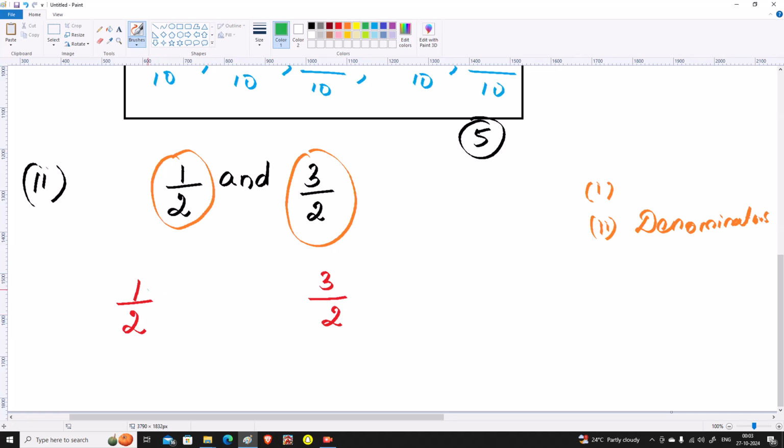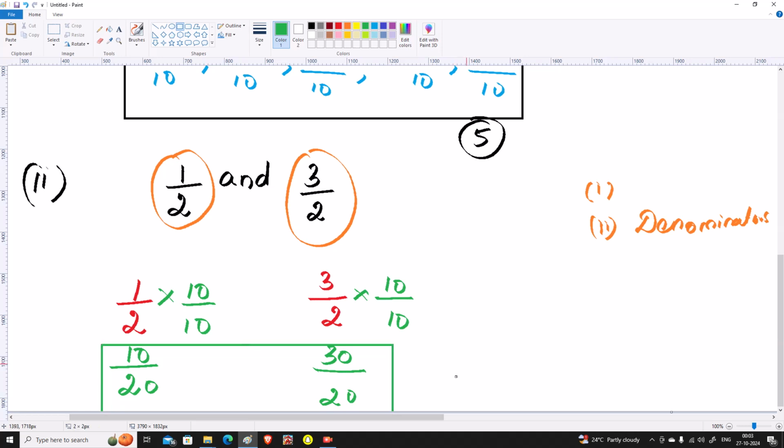So what is the previous problem method? We have to multiply the numerator and the denominator by the same number. It may be any number, but if I'm using 10, the calculation will be easy. So I'm multiplying the numerator and the denominator by 10 by 10. So the answer will be 1 into 10 is 10, 2 into 10 is 20. Next one, 3 tens are 30, 2 tens are 20. So what are the numbers we got? 10 by 20 and 30 by 20.